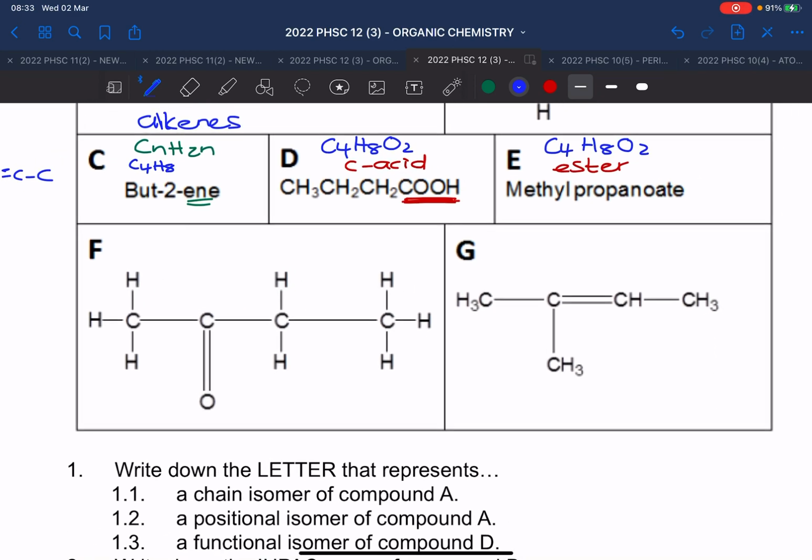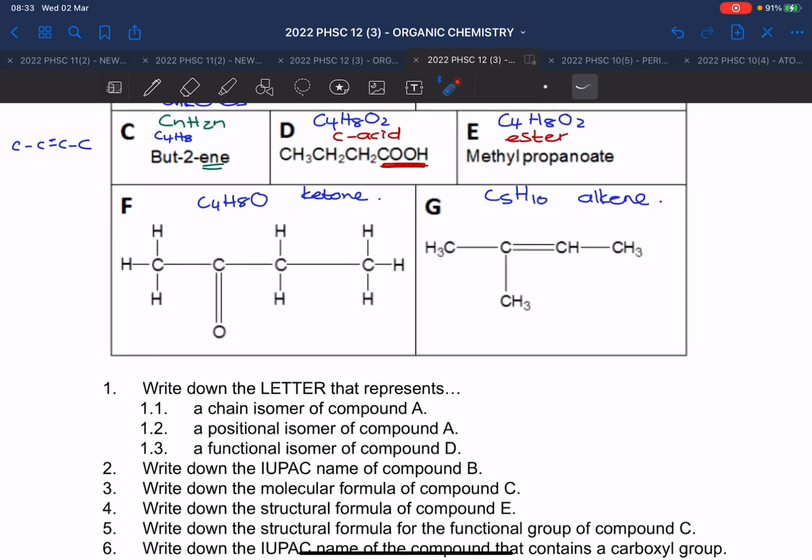Right, next one there, you see C4H8O, I think. You see the O sticking out there somewhere in the middle. So this is a ketone. And this one will be C5H10. And you see the double bond there, so it will be an alkene. Okay, right, now the ask.